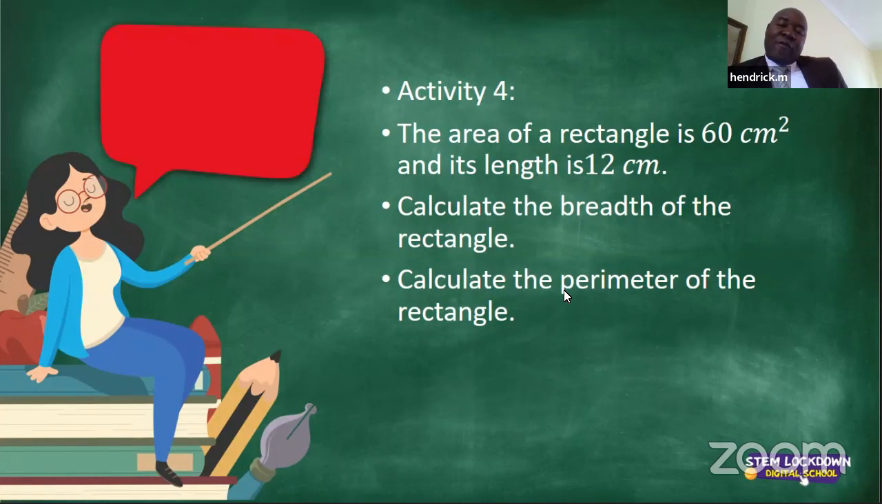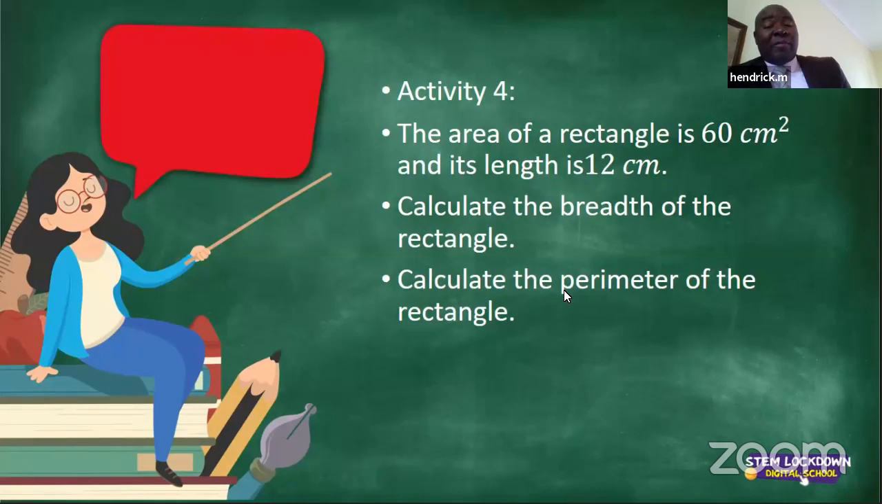Area. You have already been given the area, which is 60. Then the length, you are also given the length, which is 12. So this means for you to get 60, you have multiplied 12 by a certain number.